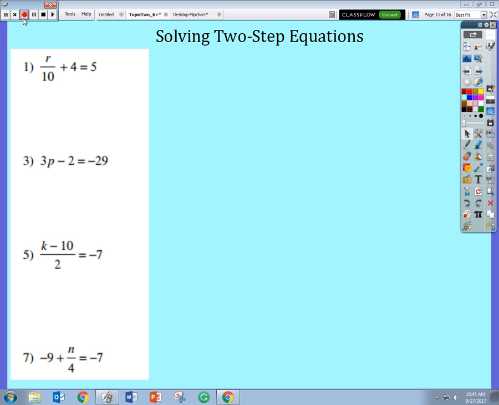I want to come to you with a couple of examples of how to solve multi-step equations. In this situation, they would be two-step equations when we have integers involved. What I'm going to do is take these same problems over here and write them over here. So we have r divided by 10 plus 4 is equal to 5.